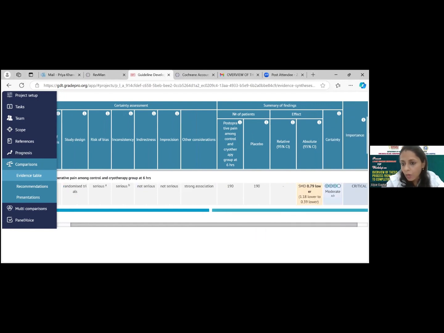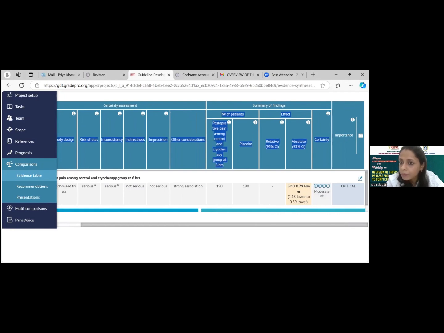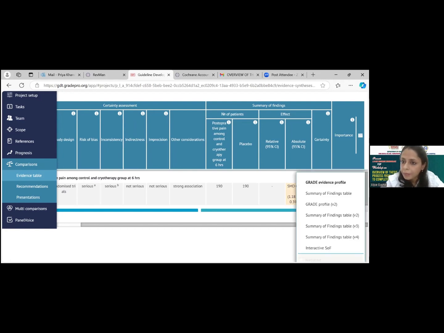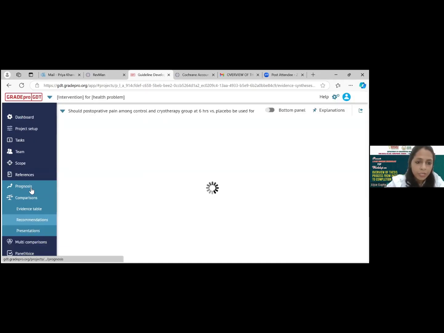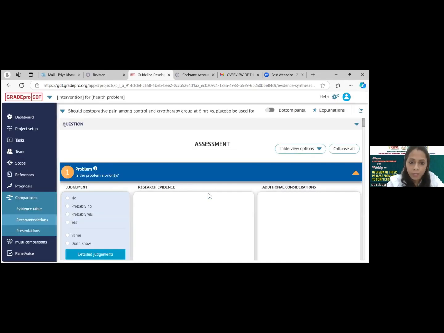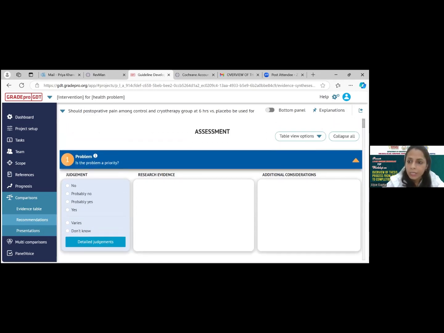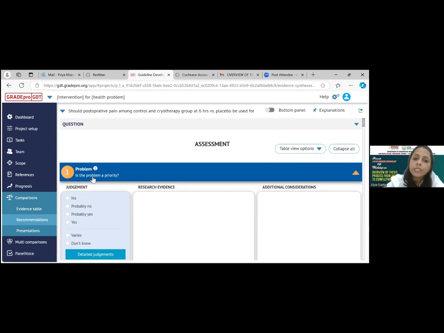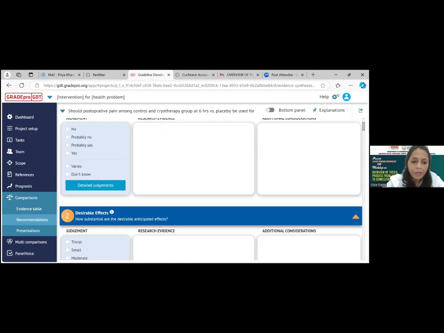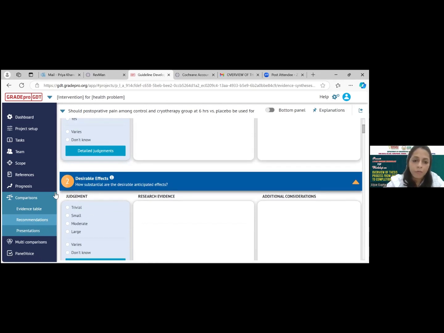This is the quality of evidence, which came out to be moderate over a critical outcome. And for the recommendations, these are the points you have to consider, or the guideline makers will consider these points while making the recommendation. First is, is the problem a priority? Next is your desirable effects, which is one of the important factors to consider while making the recommendation.